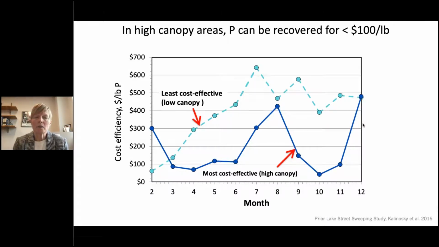And I'm contrasting here two different routes. A sweeper route that had low tree canopy cover, close to zero, and then a route that had about 20% canopy cover over the street, in the dark blue line. And you can see if you look at the dark blue line that at certain times of the year, in the spring and early summer, and then again in the fall, the cost per pound of phosphorus removed was $100 or less. So very inexpensive compared to a lot of structural control measures.